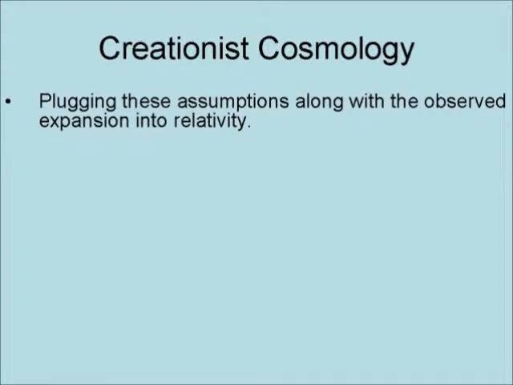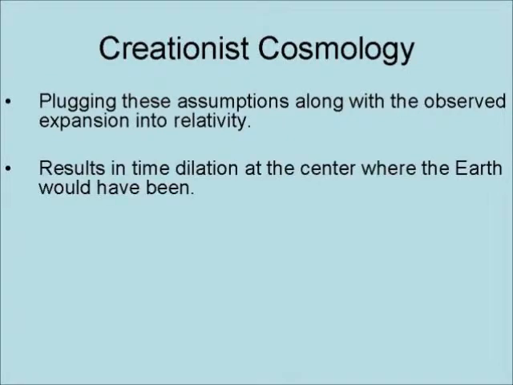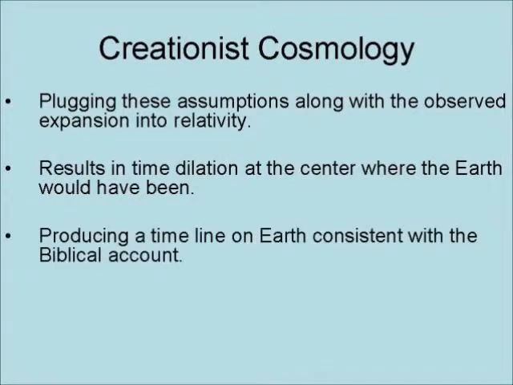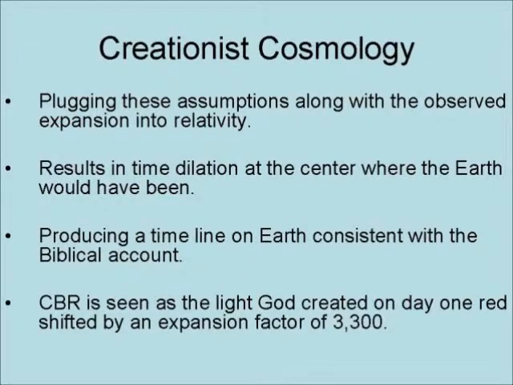Now, plugging these assumptions along with the observed expansion into relativity results in time dilation at the center where the Earth would have been, producing a timeline on Earth consistent with the biblical account. And the cosmic background radiation is seen as the light that God created on day one of creation, redshifted by an expansion factor of 3,300.